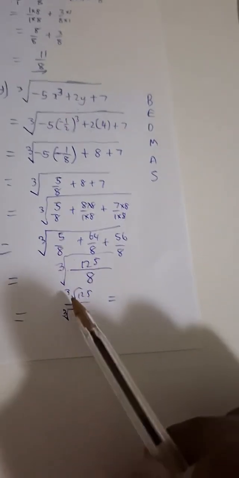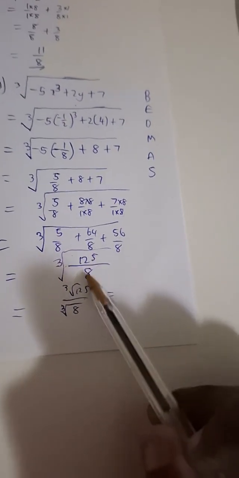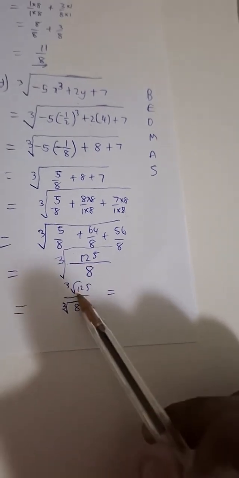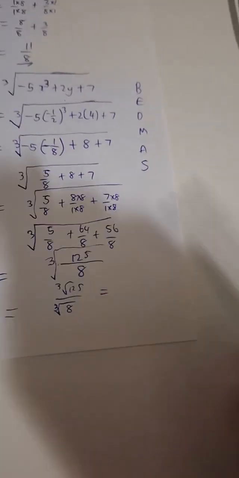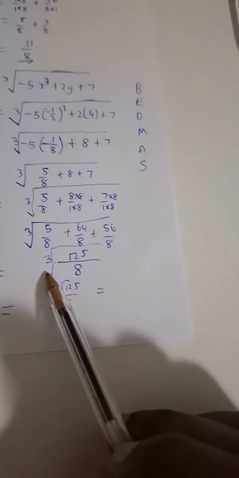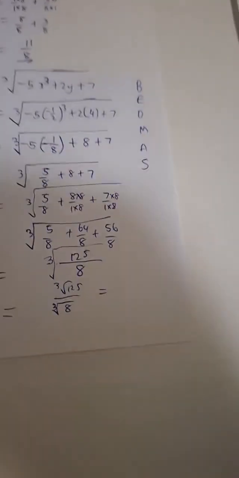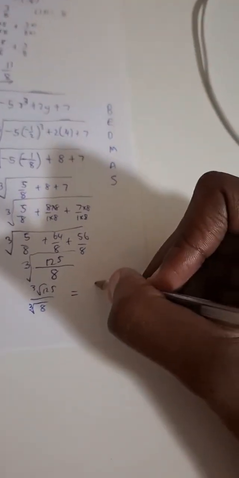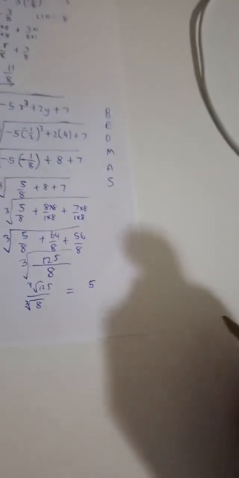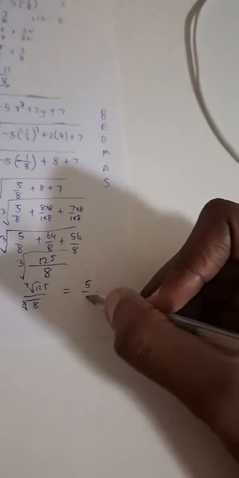We split it for division: 125 divided by 8. We can split the cube root between these two, numerator and denominator. If we are multiplying 125 times 8, we could split the cube root for multiplication. But we do not split a root for addition and subtraction. Okay, so the final answer then is 5 over 2.